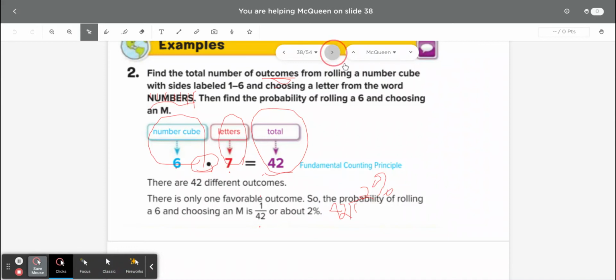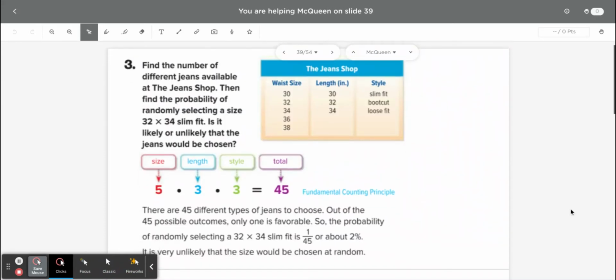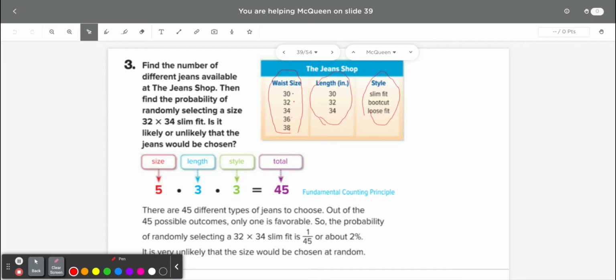So we go on to slide 38. So let's look at this one. We see here the number of different jeans available at the jeans shop. There are 5 sizes, 30, 32, 34, 36, and 38. There are 3 lengths and there are 3 styles. So we have 5, 3, and 3.